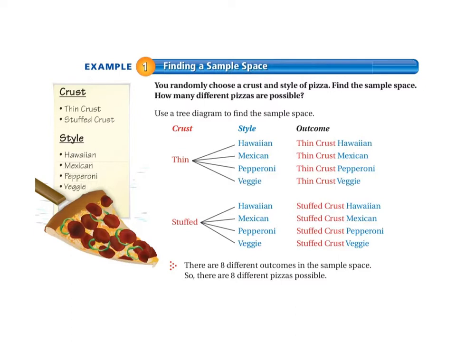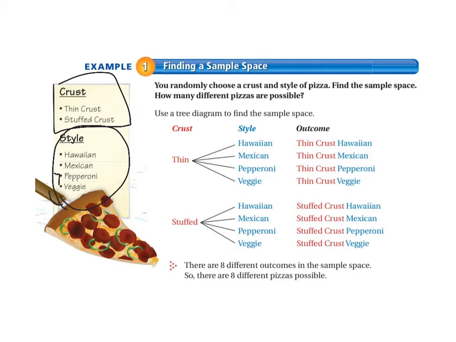Finding a sample space. You randomly choose a crust and style of pizza. Find the sample space. How many different pizzas are possible? So we have to think about the different kinds of crusts that are offered. So you have to look over here at the menu. There's thin crust or stuffed crust. And styles are Hawaiian, Mexican, pepperoni, and veggie. So those are the styles of pizza.